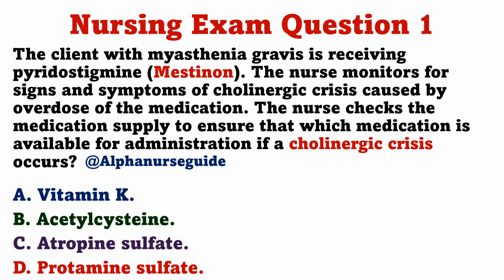Question 1. The client with myasthenia gravis is receiving pyridostigmine. The nurse monitors for signs and symptoms of cholinergic crisis caused by overdose of the medication. The nurse checks the medication supply to ensure that which medication is available for administration if a cholinergic crisis occurs. A. Vitamin K. B. Acetylcysteine. C. Atropine sulfate. D. Protamine sulfate.